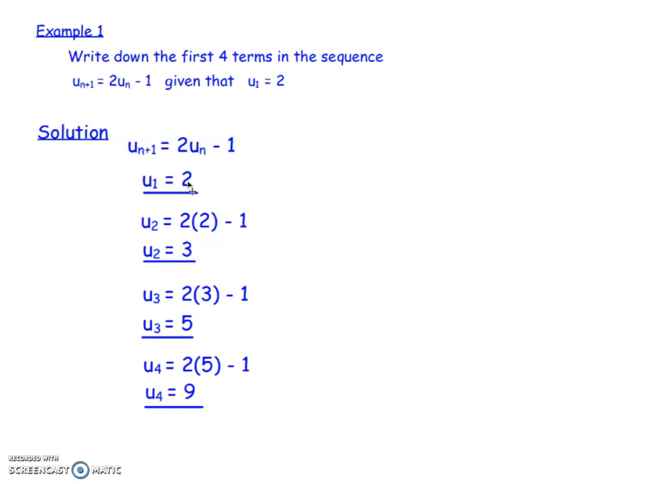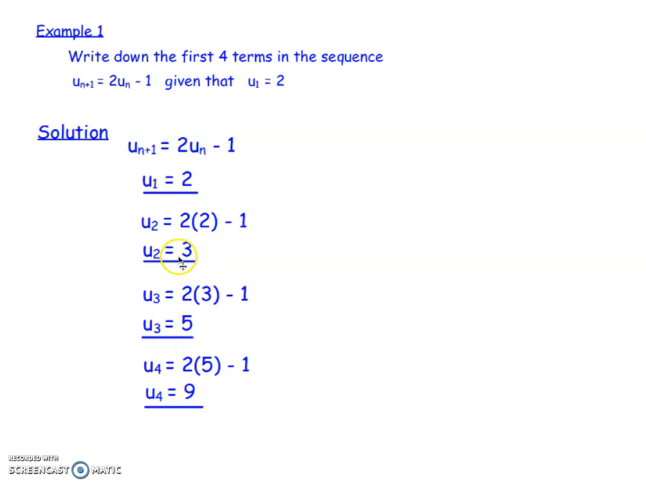So I'm then going to find my second term. What I'll do is substitute this term, U_1, into this part here, U_n. So it's going to be 2 times 2, subtract 1. 4 take away 1 gives you 3. So that's U_2. Now the important thing about a recurrence relation is this U_2 value is important for my U_3 value.